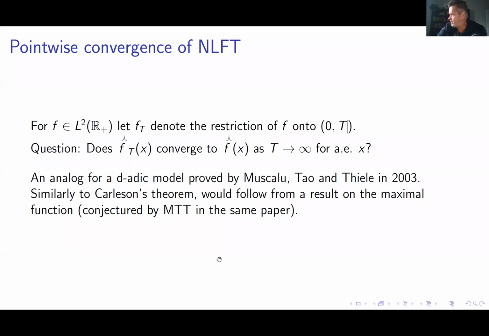Let me tell you right away that in the classical Carleson's theorem, the convergence follows from the maximal estimate. Now, it's not the same in the nonlinear settings. They are still related. The maximal result would still imply the convergence, but the methods that I use to prove the convergence do not immediately give the estimates for the maximal operator. And this is still a work in progress. And today I'm not going to make any claims about the estimates of the maximal operator.